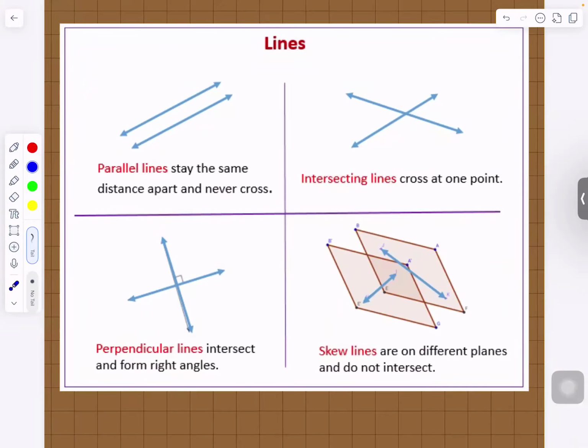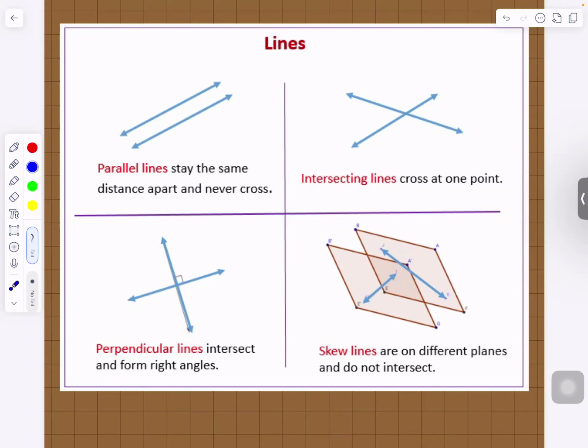So I'll bring some other examples of lines. When two parallel lines are there, they stay the same distance apart and they never cross each other. That's parallel lines. Intersecting lines cross each other, like that second one. And this one underneath, perpendicular lines, intersect and form a 90 degree right angle between the two lines. Skew lines are on different planes and they do not intersect.